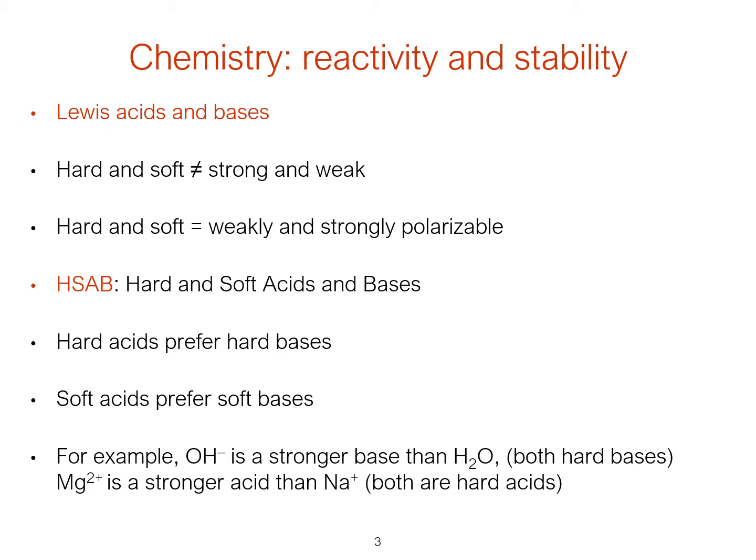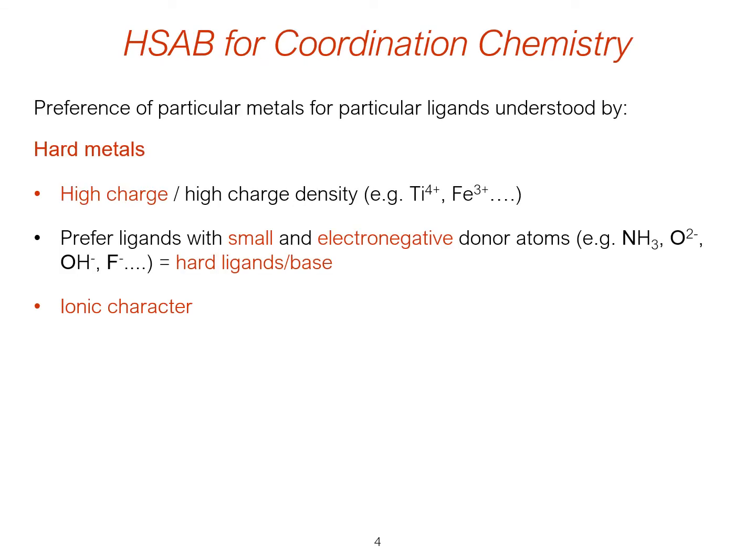In general, how they go together is that hard acids prefer to form bonds with hard bases, and soft acids prefer to form bonds with soft bases. So hard and soft go together. Let's put that together into looking at what some hard metals will be and what sort of ligands they'll like to go with first, and then do the same for soft.